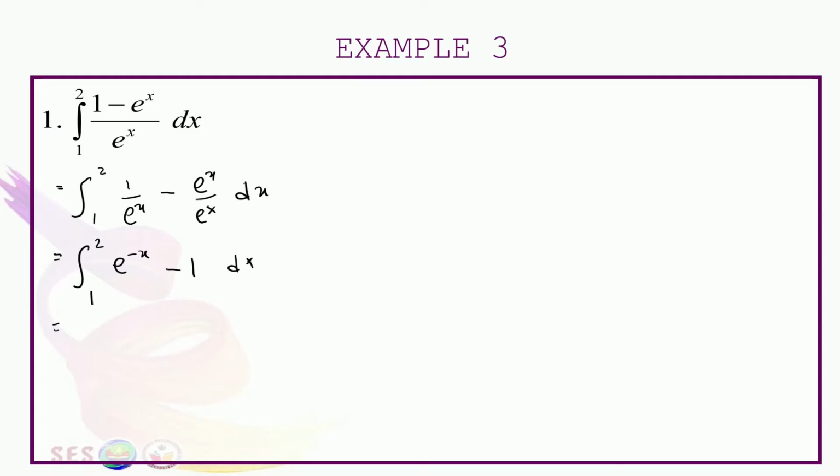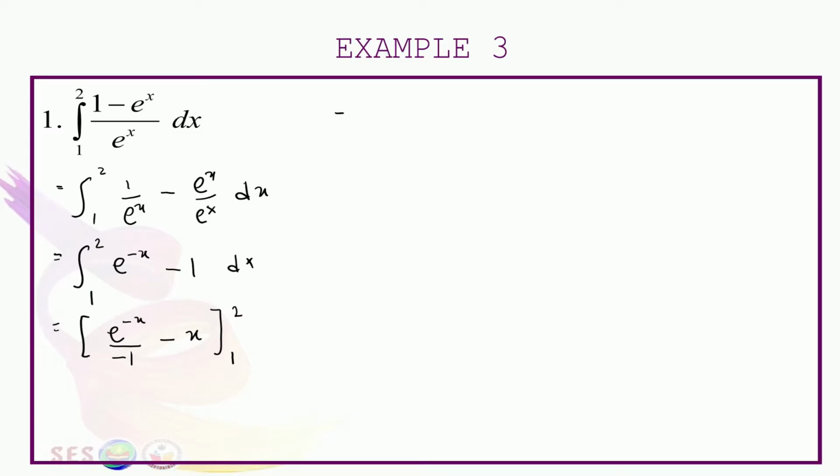So we can start our integration. Integrating e^(-x) will get e to the power of negative x divided by negative 1. Integrating 1 will get x. So the limit is from 1 until 2. Okay, if we have a definite integral, we don't need to add c. So now, in order to get the answer, we need to substitute 1 and 2 into the function.